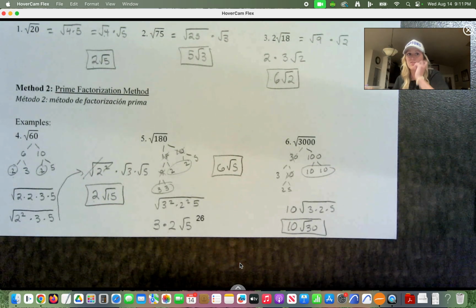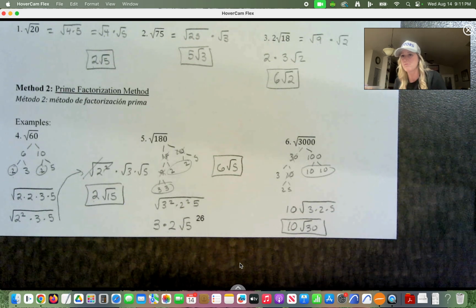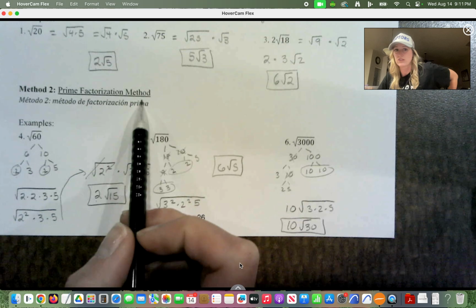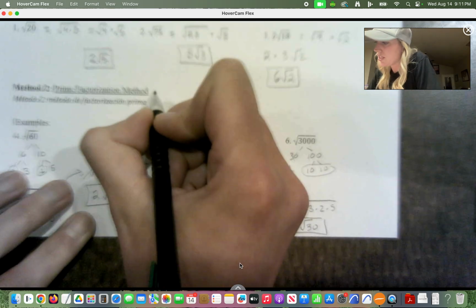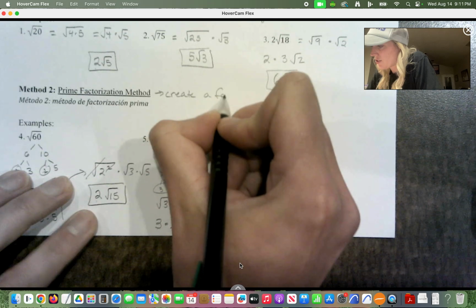Okay, so that is how you simplify radicals. We're pulling out any perfect square factors. We can do that from the perfect squares method or this prime factorization method, which is to create a factor tree and look for pairs.